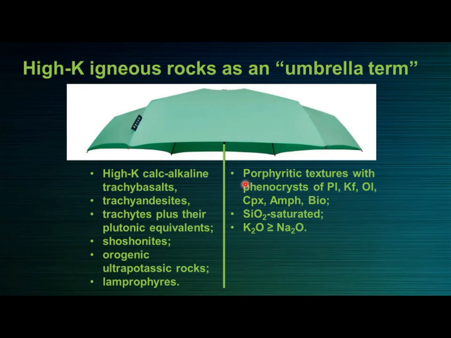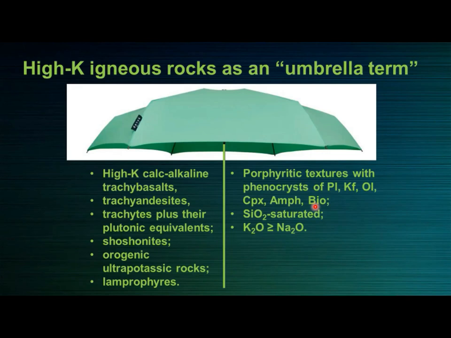They always have porphyritic textures, and usually with phenocrysts of plagioclase or potassic feldspar, olivine, clinopyroxene, and the hydrous minerals like amphiboles and biotite. And amphiboles and biotites are actually the most important ones, because they are also called the hydrous minerals, because they fit all the volatile phases like water and chlorine into their mineral structure.